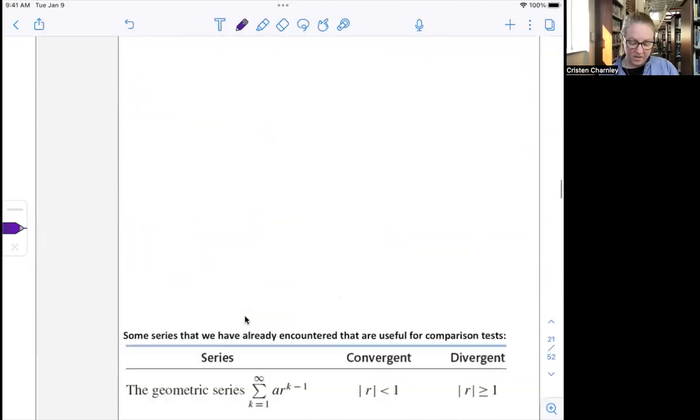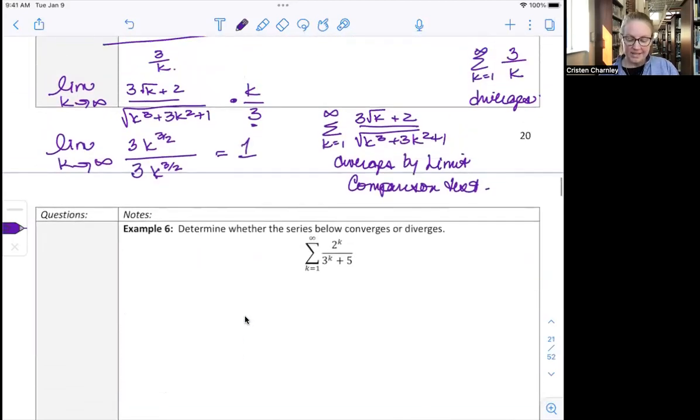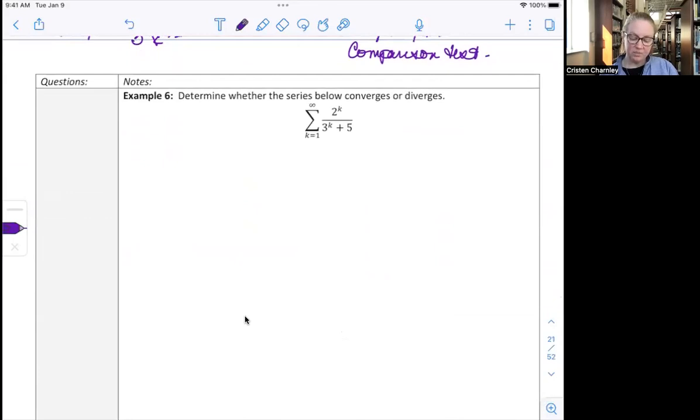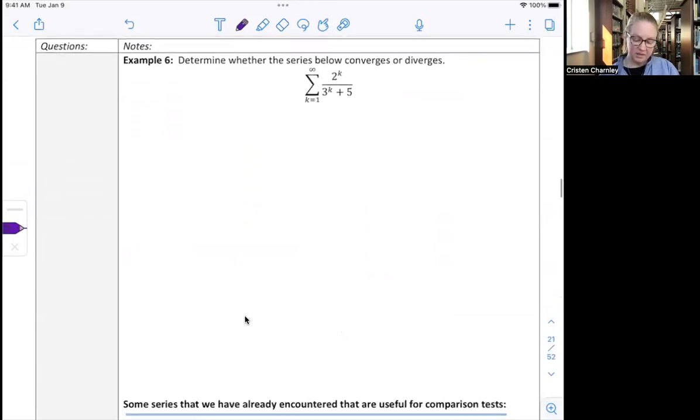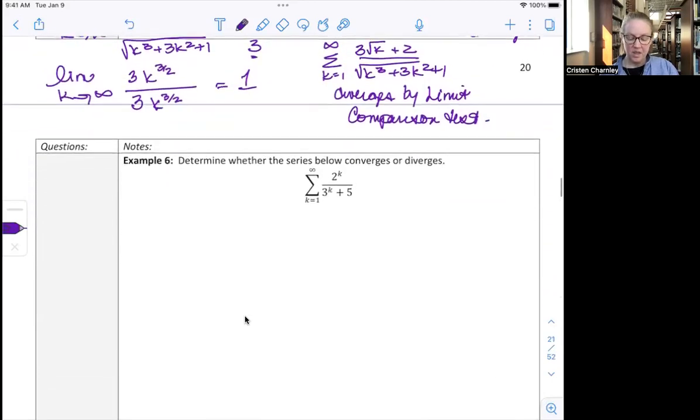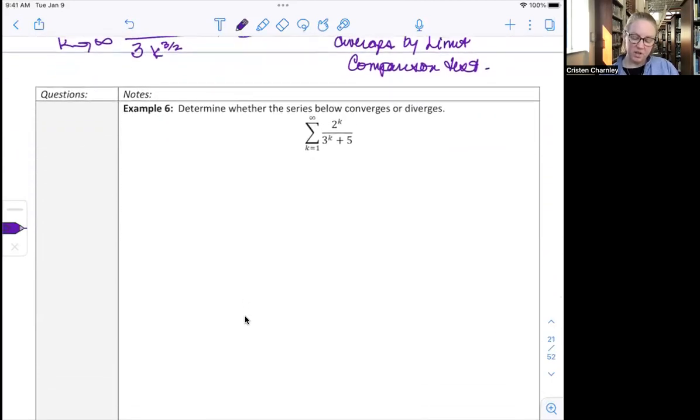All right, I have one more example for you. Instead of comparing to the P series, we can now compare to a geometric series. If you take a peek at the bottom of the page, those are just some examples: geometric, harmonic, P series, and the series k to the k. So determine whether the series below converges or diverges. What are we going to compare it to?